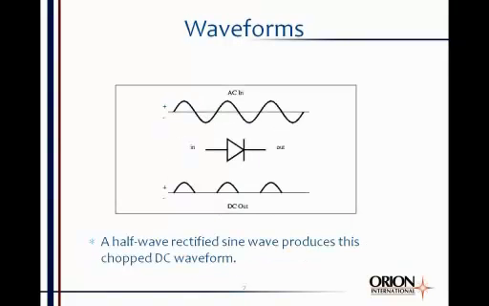Now, you can take an AC waveform shown at the top of the screen and rectify it with a diode rectifier and come out with a half-wave rectified DC waveform. Now, the waveform at the bottom doesn't really look like DC, but it is DC because it never crosses the 0-volt line and never swings negative. It remains positive the whole time, even though it's a chopped waveform.